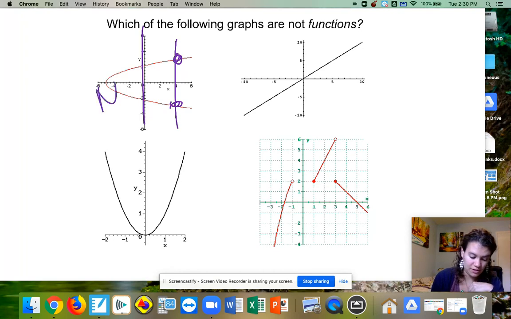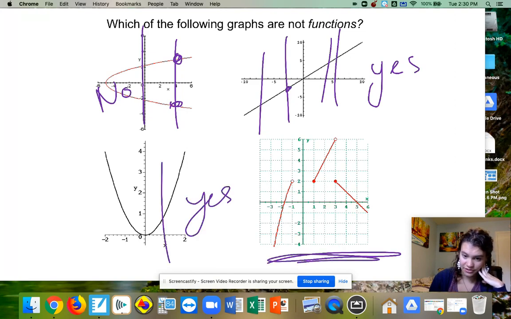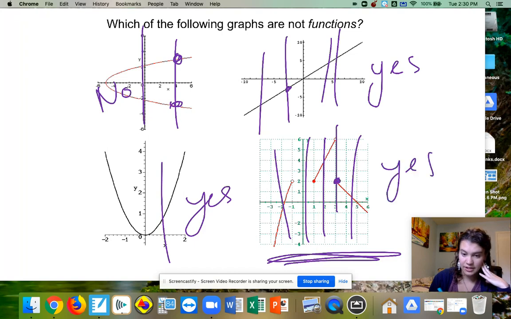So this would be not a function. If we draw some lines here, we're only ever hitting once, so this one is a function. This one would also be a function. This one's a little tricky, but if I draw a line, no matter where I draw it, even right here, I'm only ever hitting once. So this one is a function. The reason being, this is an open circle and this is a closed circle, so I'm technically only hitting the function once because there's only one value right there.